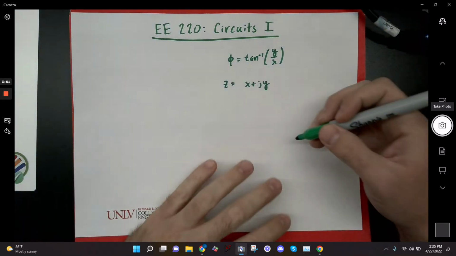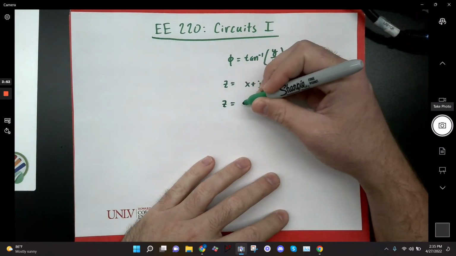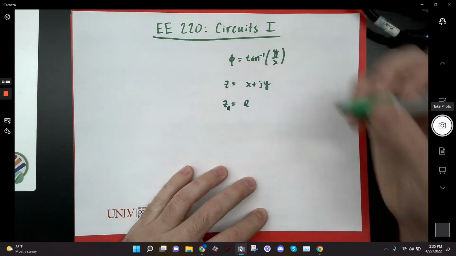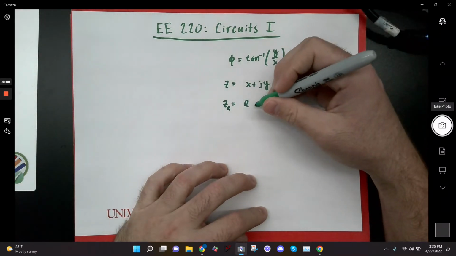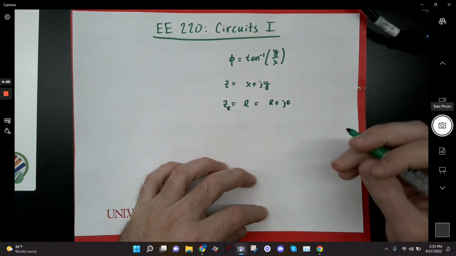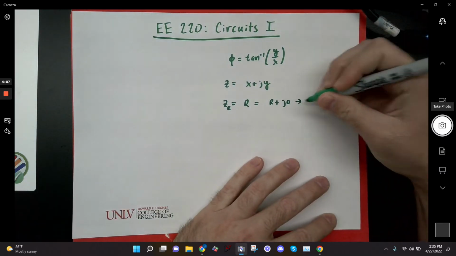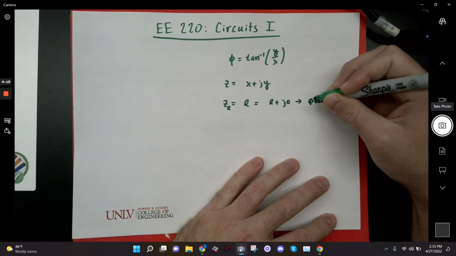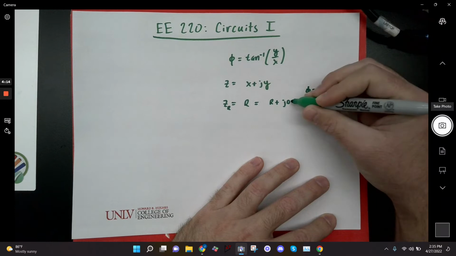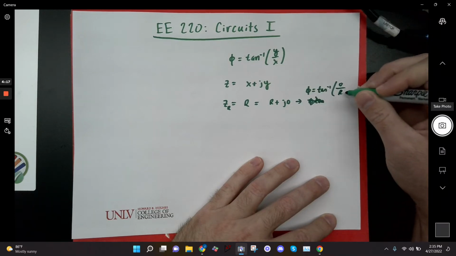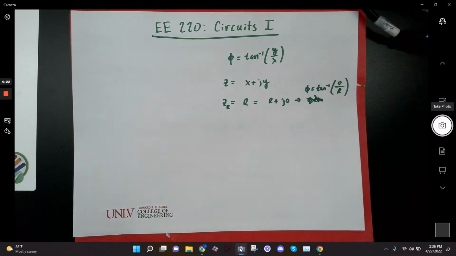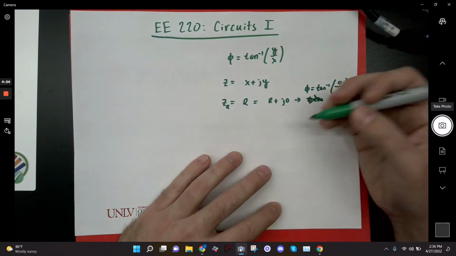And so with a resistor, I basically have R, nothing else. The impedance of a resistor is just R. So that's the equivalent of R plus j0. And when I plug that in, my phase is the tan inverse of my imaginary 0 over whatever. But tan inverse of 0 is just 0. So my phase angle for a resistor will always be 0.